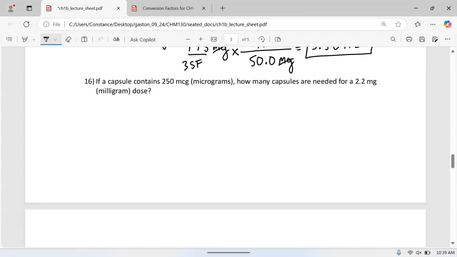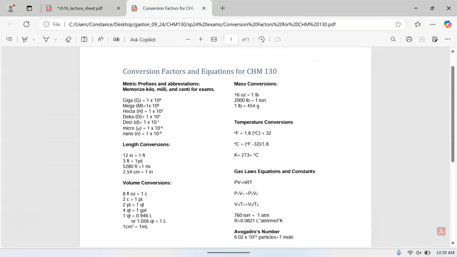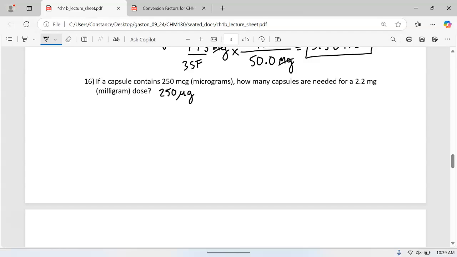So the first thing I want to note is that 250 micrograms will often look like a micro symbol. Okay, so there are 2 ways of seeing that. And we're going to stick with that micro symbol because if you look at your conversion factors, you'll see that micro symbol right there.